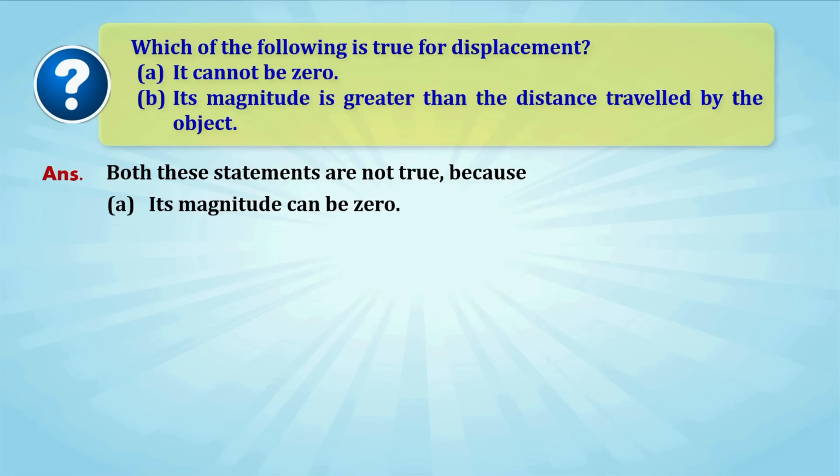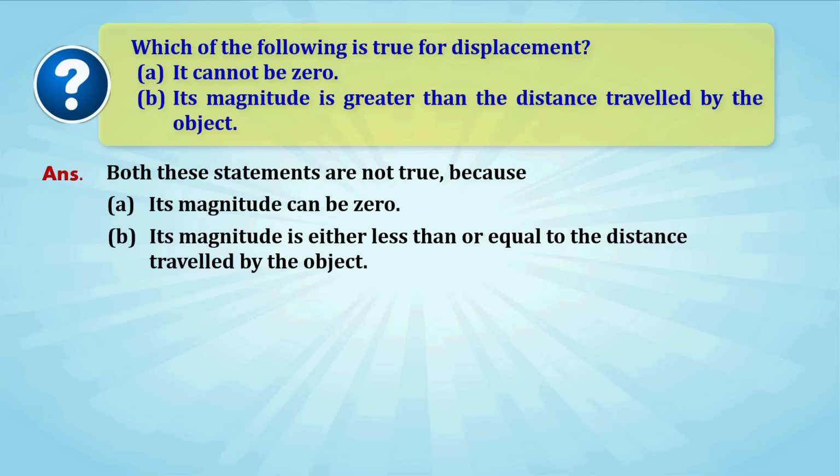Let us understand why. First, displacement can be zero. If an object starts from a point and finally comes back to the same point, its initial and final positions are the same. In such a case, even though the object has moved, the displacement becomes zero. So, statement A is incorrect.